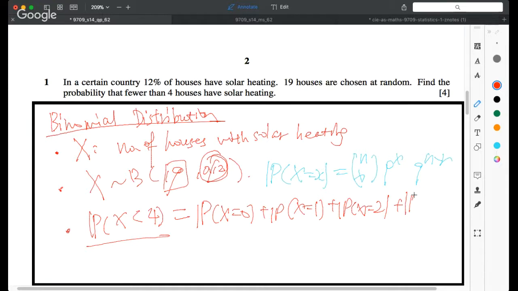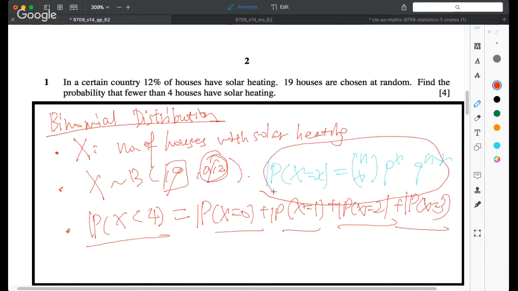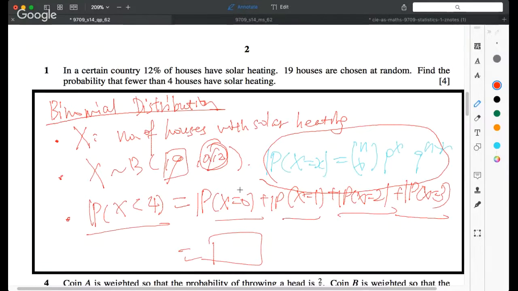So the probability of x less than 4 is just equal to the sum of these 4 different cases. And then we plug them into the formula of the binomial distribution. Then we can do the final calculation. I will not go through the detail for that. You just substitute 0, 1, 2, 3 in this formula.